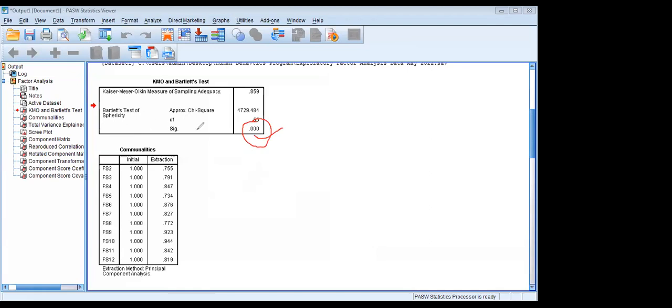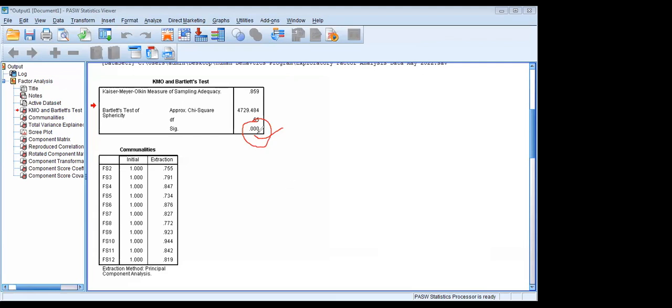Please remember, many of you are not looking at this. If it is more than 0.05, please stop. Factor analysis cannot be done. What are many researchers doing? They are changing the values in the output file. Once you copy this in Excel, they will change the values and say factor analysis is done. That is left to you. But we are doing it honestly. See, research is what? An honest attempt. Whatever is coming, good means good, bad means bad. Neutral is neutral.